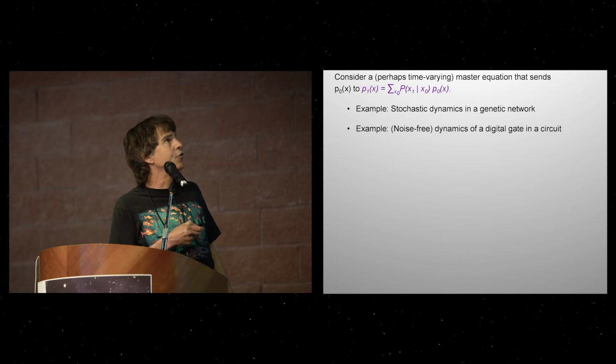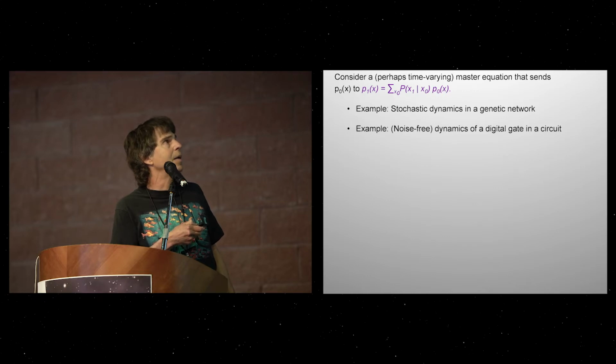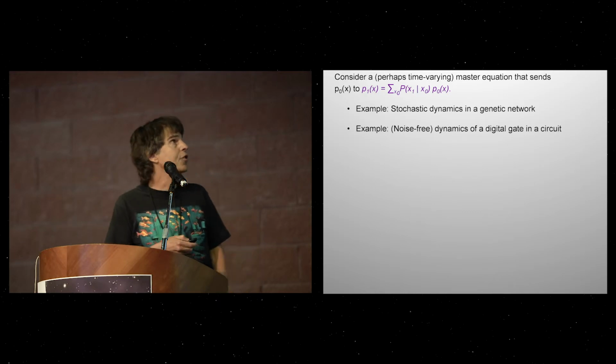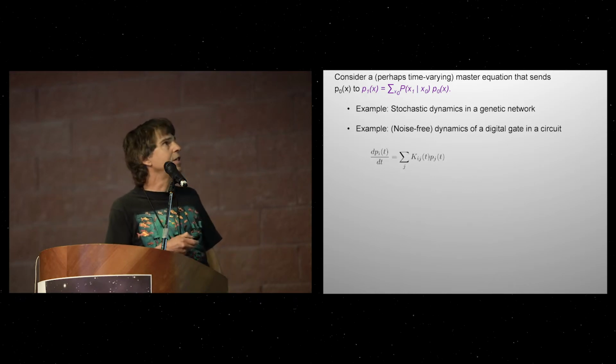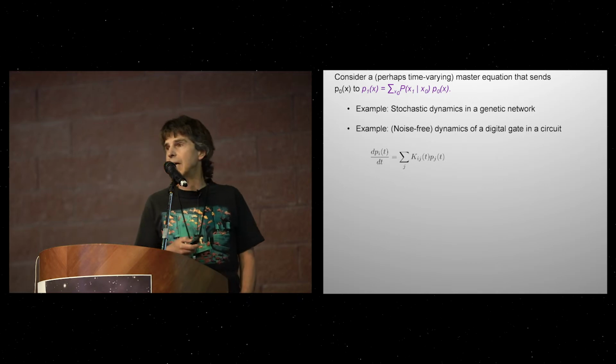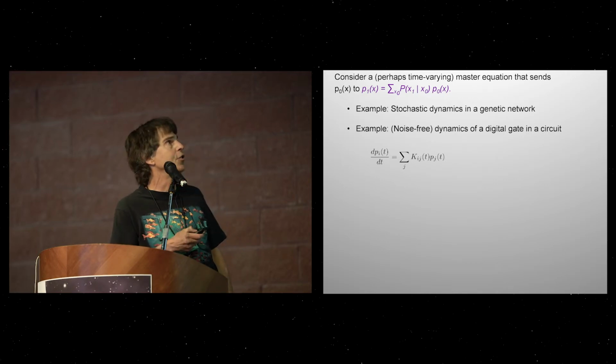So to make things extremely simple, let's consider a perhaps time-varying master equation that, for example, with countable classical states, takes some P0 of x and maps it through a conditional distribution to an ending distribution. This applies to any possible physical system that you can think of that can be described by Markovian dynamics, along the lines that, for example, Sean Carroll was talking about earlier today.